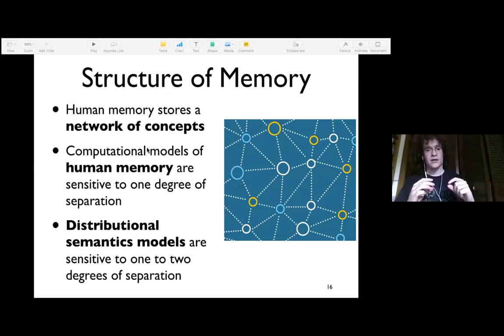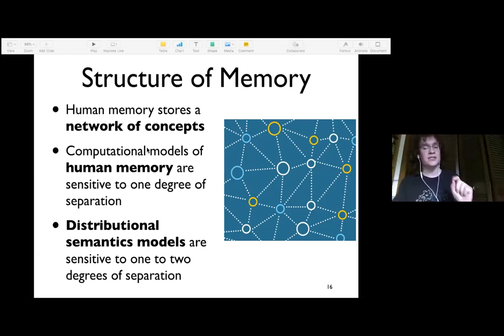And the way computational models of human memory work is they're sensitive to 1 degree of separation between concepts. So concepts are interlinked by an experience. This experience of breakfast, this memory of breakfast, interlinks the concepts of breakfast, this morning, bagel, and egg. And so these concepts will all be interlinked in the web of the network of concepts that makes up human memory.